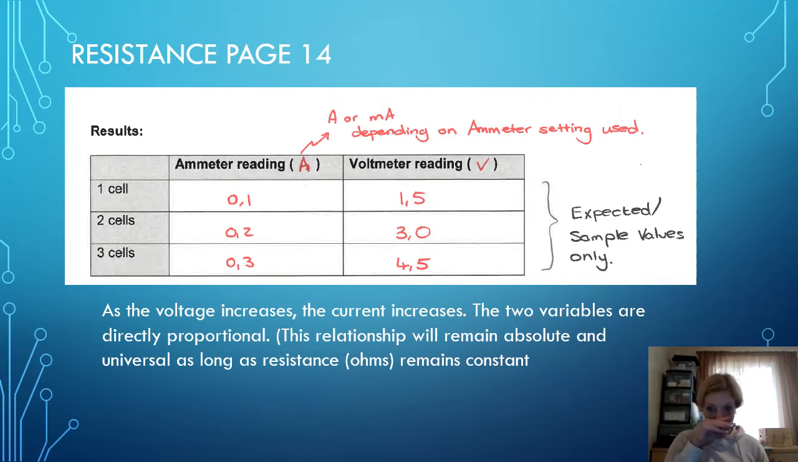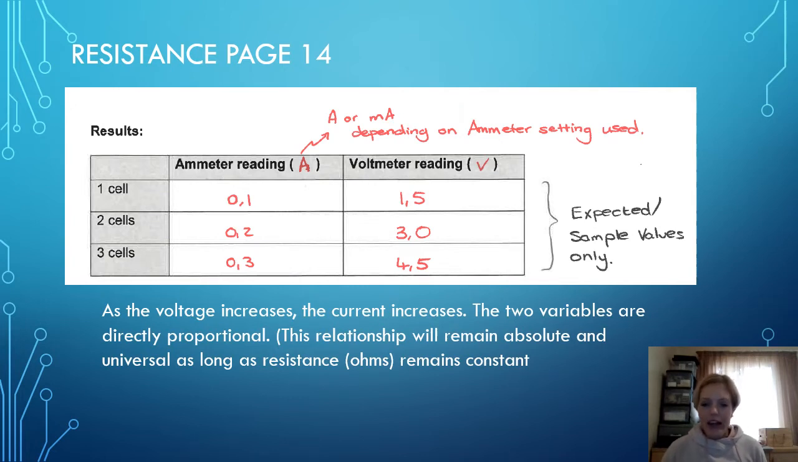The important thing, grade 9s, is that you show an increase. That's the most important thing. So these are expected values. These are not the values that you would have gotten. This would be marked right as long as I can see that they are increasing at the same rate for both the ammeter reading and the voltmeter reading. So you can see the ammeter reading is increasing by 0.1 with every cell. The voltmeter reading is increasing by 1.5 with every cell. So I want to see that rate of change. It needs to be the same.